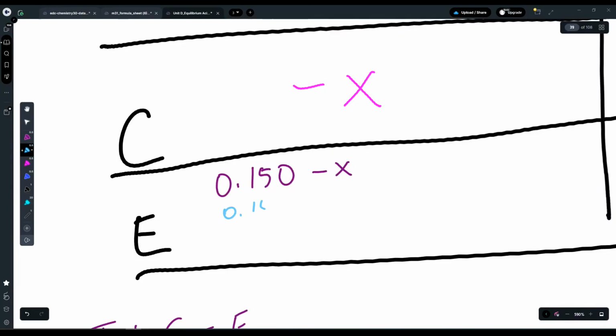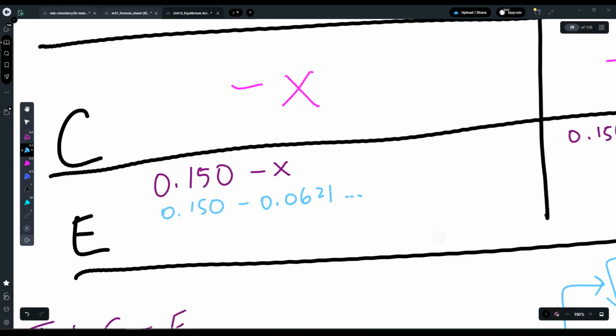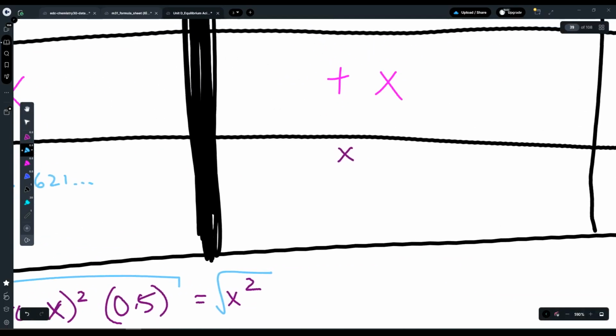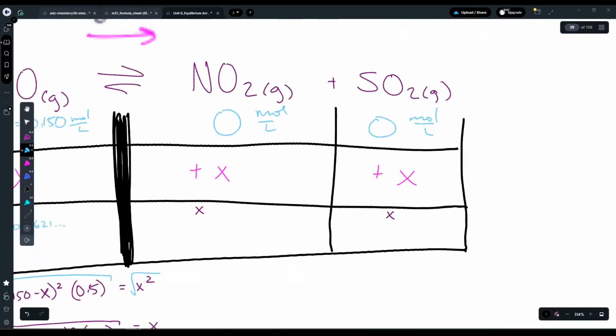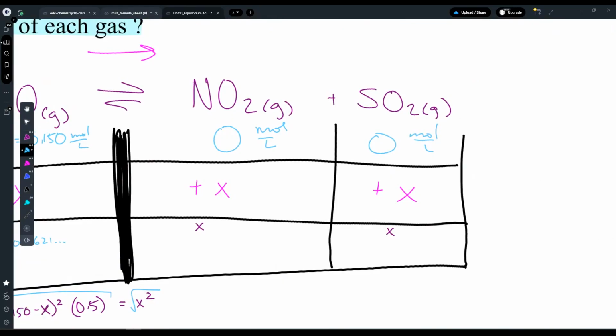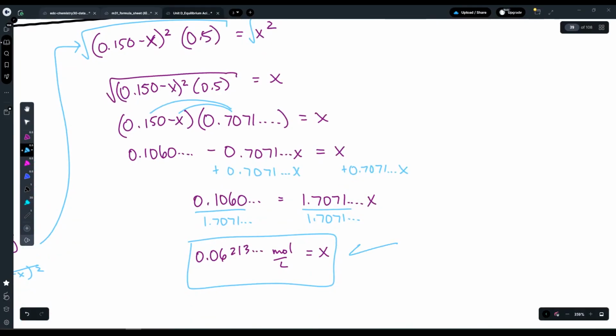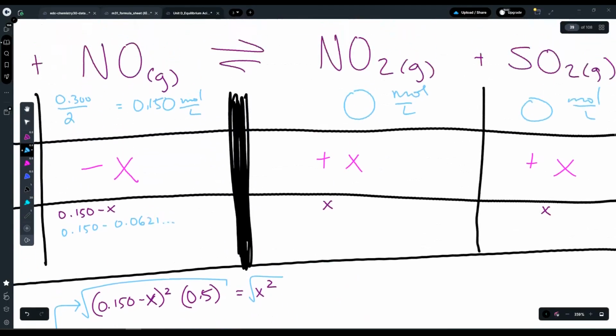So I'm going 0.150 minus 0.0621 goes on forever. Okay, and I'm just going to write that in here because it's the exact same. And then for our products here, NO2 and SO2, these are just going to be just X, so just this value. However, we do need to round it off for the correct amount of sig digs here.